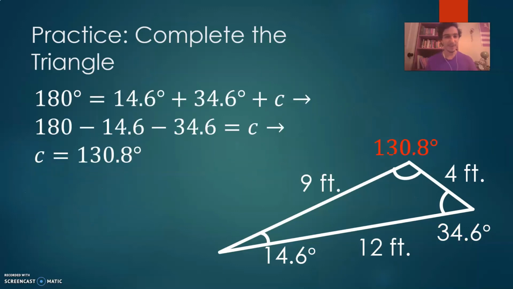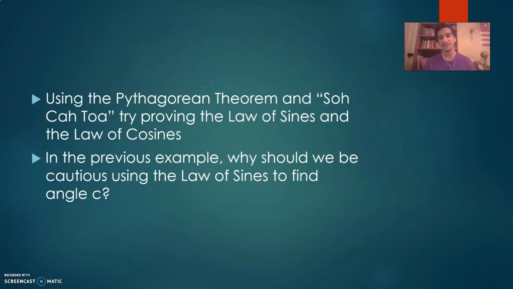And now we can complete this by just using the first property we talked about. All the angles in a triangle have to be equal to 180 degrees. So we just say 180 is equal to 14.6 plus 34.6 plus c. And so we can subtract 14.6 and 34.6 from 180, and that'll give us c is equal to 130.8 degrees. That concludes today's video.